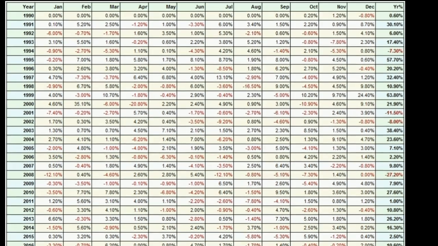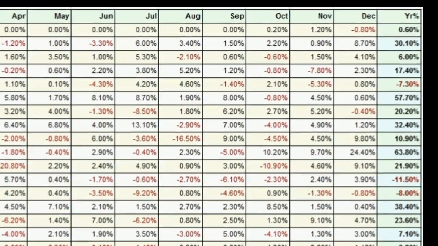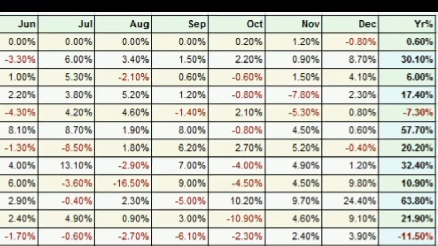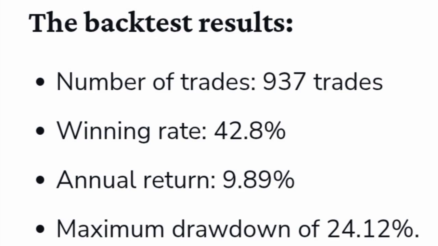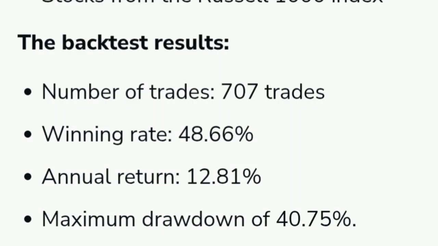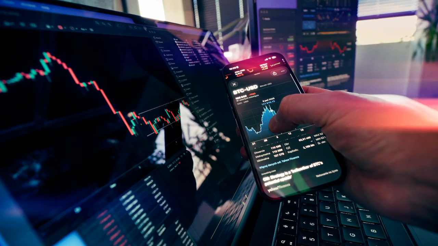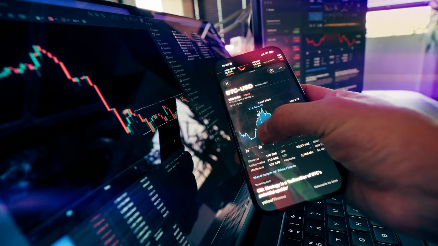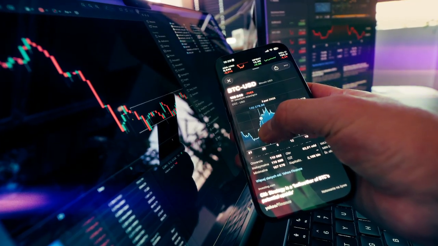Now let's talk about performance. Based on backtesting this strategy over 100 trades, the average win rate is approximately 45 to 50%. This may sound low, but because we use a 1 to 2 or higher risk to reward, the strategy remains profitable over time. Remember, you do not need a high win rate to make money. You need discipline and proper risk management.